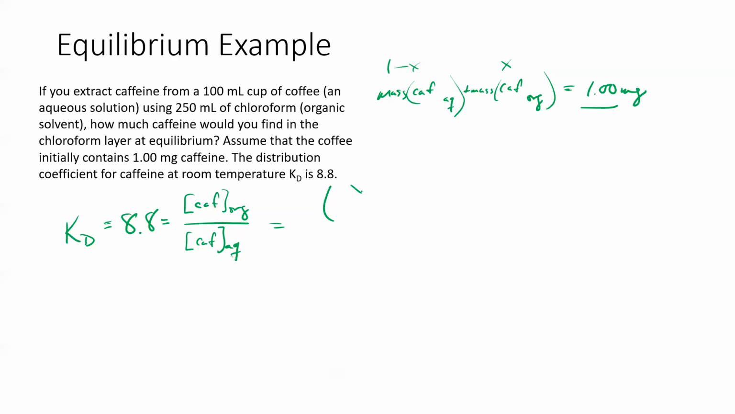So then the concentration is X divided by our volume, 250 milliliters. And the concentration in the aqueous phase is 1 minus X divided by 100 milliliters. There's no rule that tells us these concentrations have to be in molarity, right? And so milligrams per liter, sure, fine, why not? Okay. So plug away on that a minute. See what you come up with.